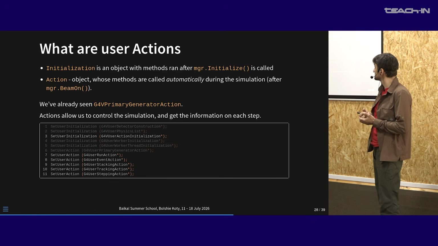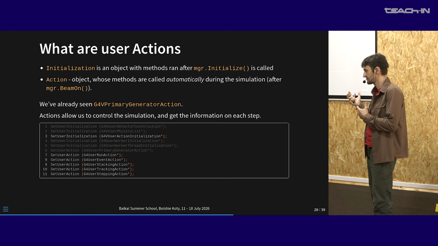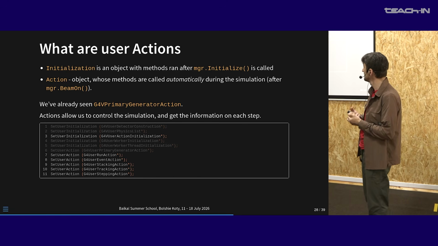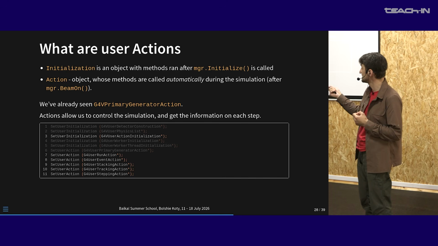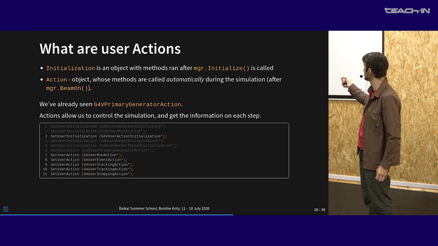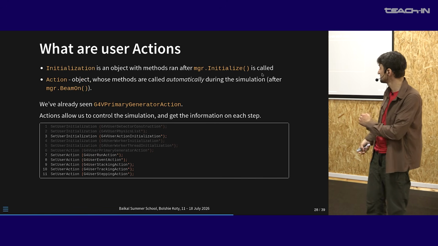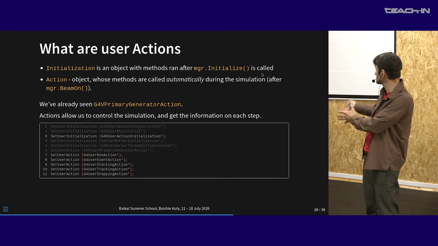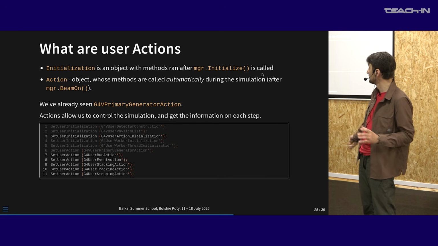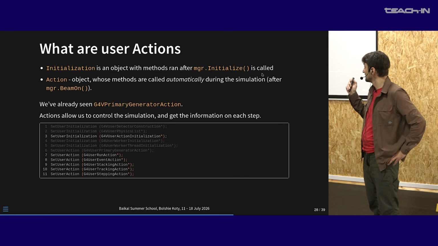So the actions, user actions, are the objects which can be used to interact with the simulation chain. We've seen that there's initialization. This is an object with methods which are run when the manager initialize is called. So this is on the initialization stage, like physics list and detector construction. Then the action is an object which is called automatically during the simulation after we call beam on. We've seen the primary generator action, but there are more actions.